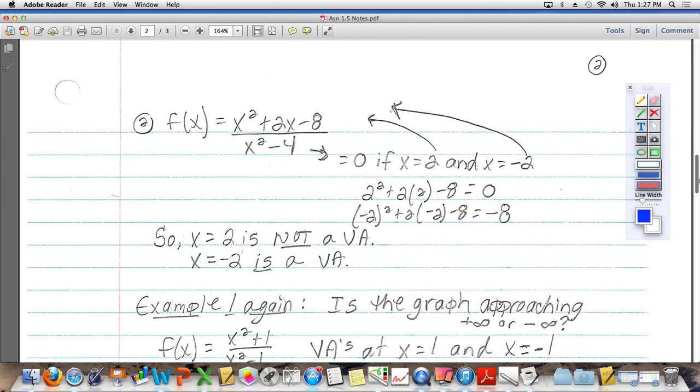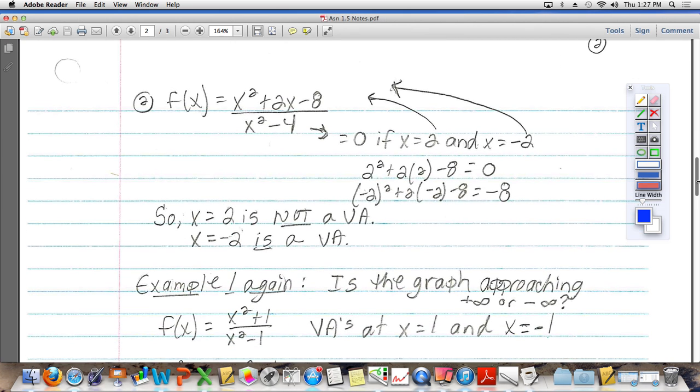All right, sample number 2, you should have this written down. Factor the bottom. When you factor the bottom, you have x squared minus 4. That gives you x plus 2, and it gives you x minus 2. So we have potential values at negative 2 and 2. Okay? So we have to check both of them.